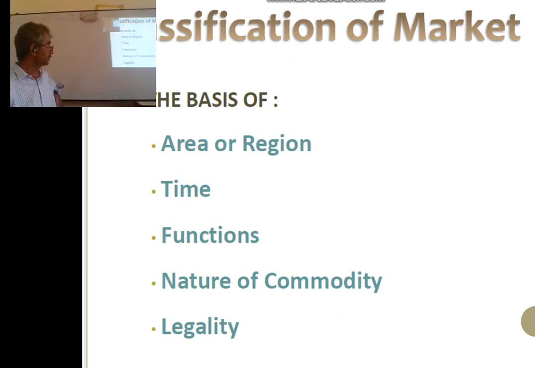Classifications of the markets. Markets are classified on these bases. These can be according to the area or region, according to the time, according to the functions, according to the nature of the commodity, and according to the nature, the legality.